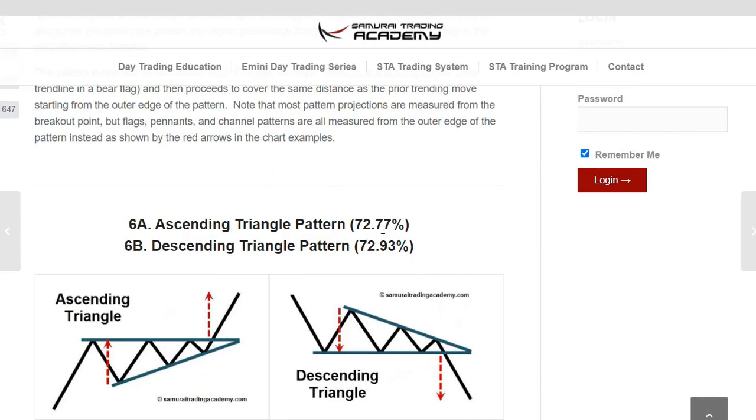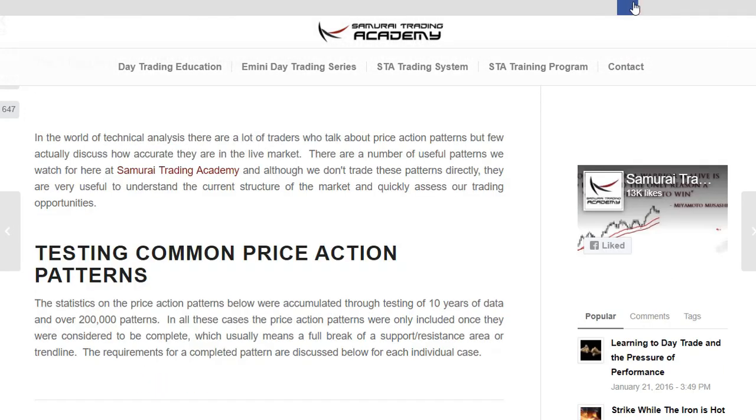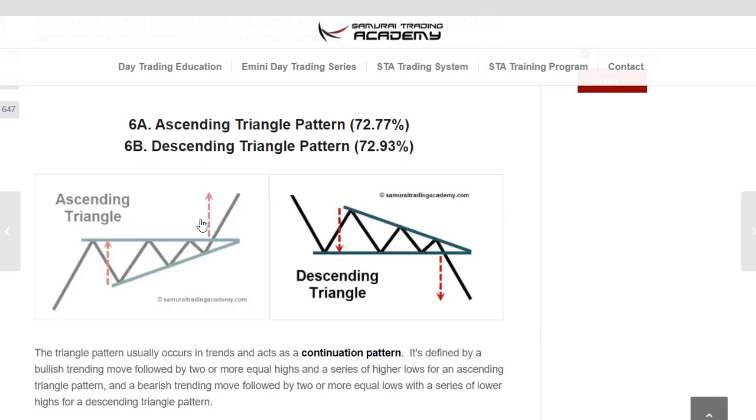72.77% success rate here. That might be true, and they might have done a ton of research. I have no way of confirming how much they have done of this. I can just say that this is one of my favorite patterns to trade overall in the market. But let's have a look at some of the other trades.